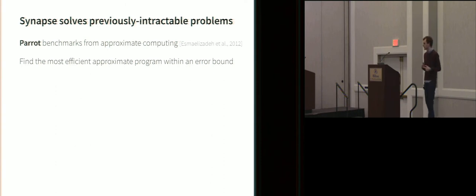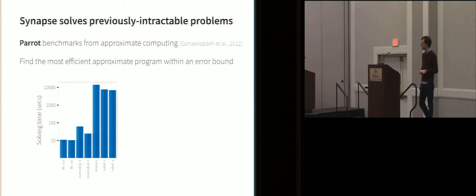So here on the x-axis, I'm showing you seven different benchmarks from this suite. And on the y-axis, I'm going to show you the solving time for Synapse. So Synapse is able to solve all seven of these benchmarks. Moreover, it finds the most efficient approximate program, at least according to our cost functions, for these programs within a given error bound. In contrast, we tried the same problems using Stoke and Sketch, which are two state-of-the-art synthesis tools. We found that neither tool was able to solve any of these benchmarks, even if we dispensed with the efficiency requirement and just asked for any approximation to these programs that satisfies the bound. So Synapse is able to solve previously intractable synthesis problems.